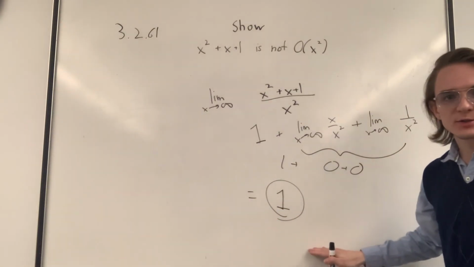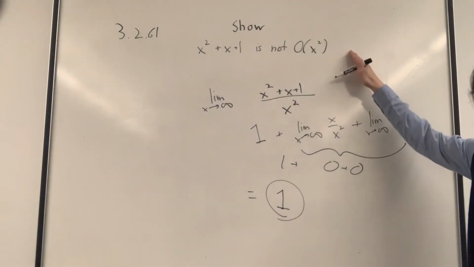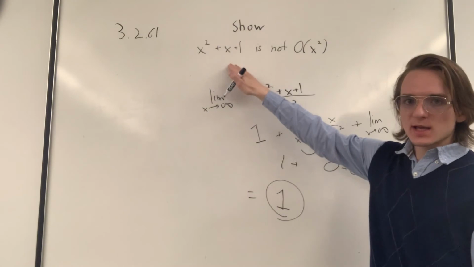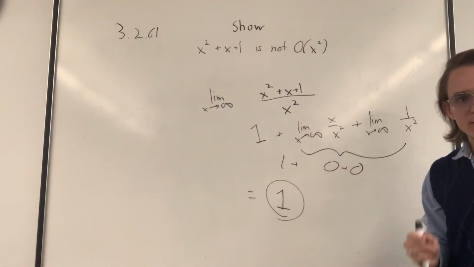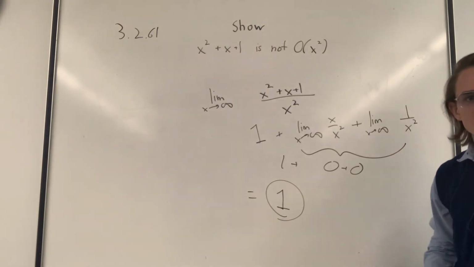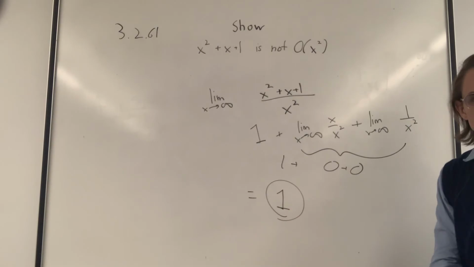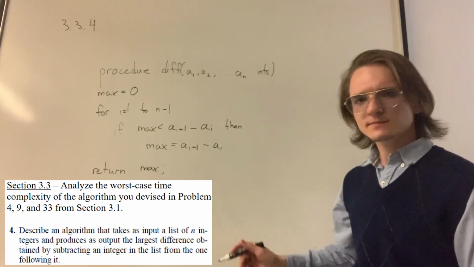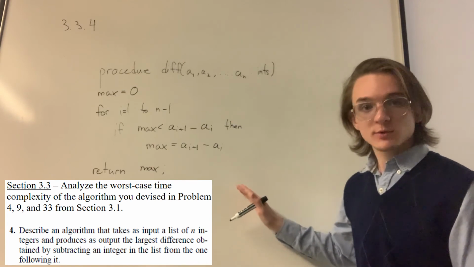And because the final solution is 1 rather than 0, we can affirm the original statement: x squared plus x plus 1 is not big O of x squared. If this were a 0, then this would prove it's big O of x squared, but it's not. It's a 1. Sorry, it's a little dark.